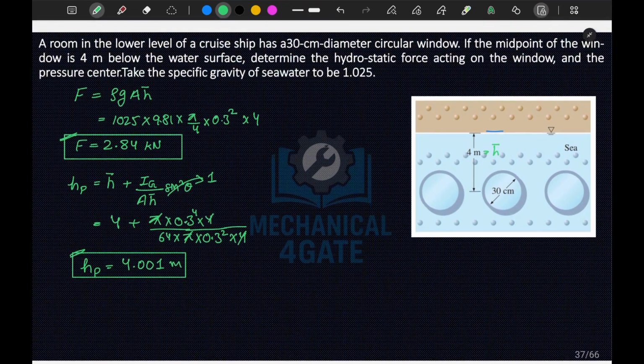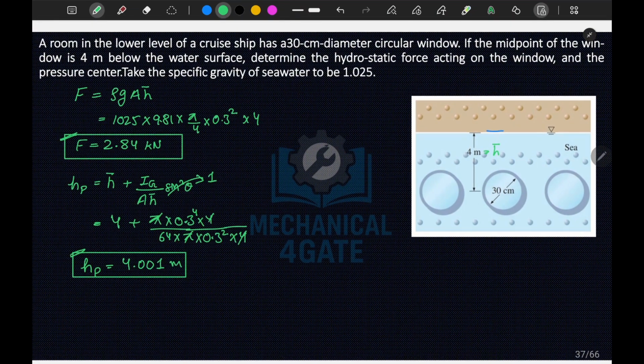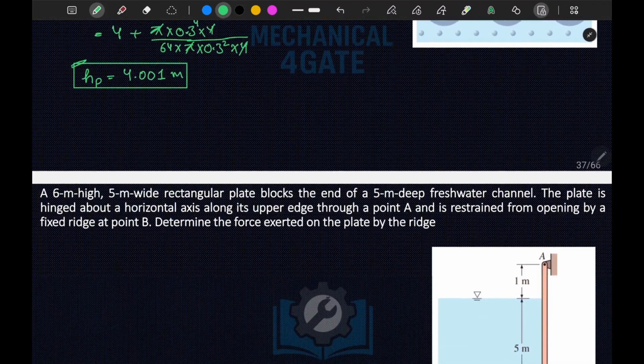So with that this question is done. Determine hydrostatic force acting on the window and the center pressure, okay. Now we will move to the next question.